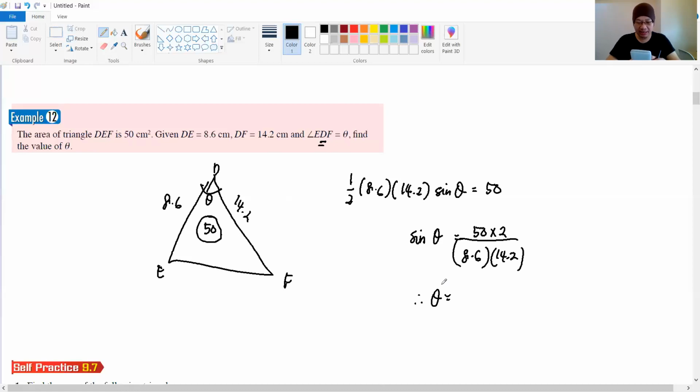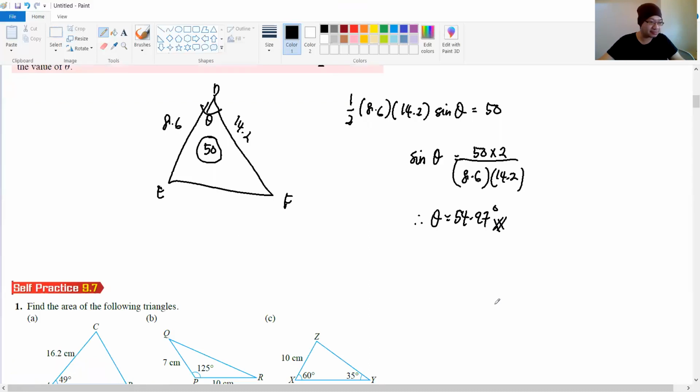Okay, you got the answer, and then shift sine of the answer. Then your answer will be 54 something. Okay, 54 something. Hopefully you guys can see 54 something here. Make sure you round off your answer for the angle to 2 decimal places. Okay, that is example 12, very straightforward.